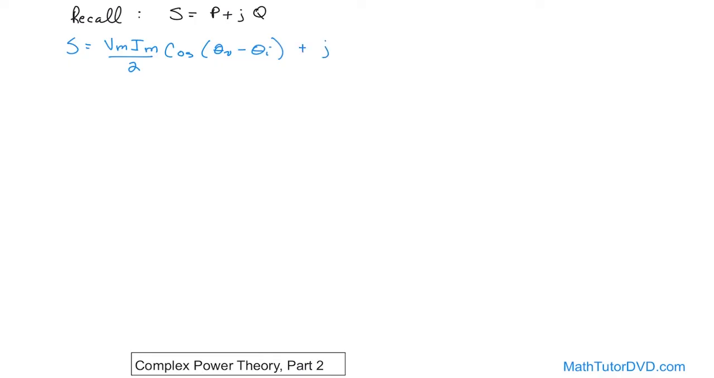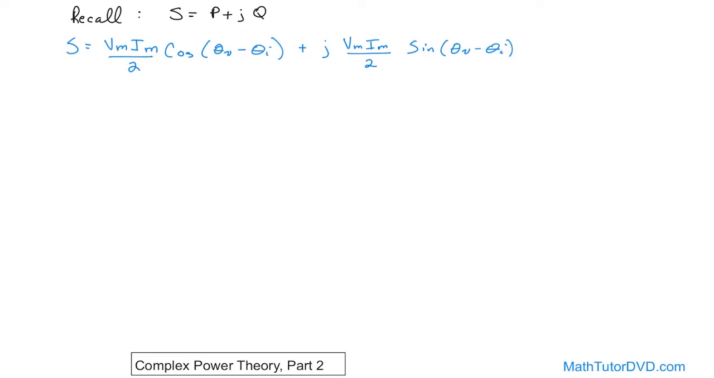Plus, we're going to add to that, with a j there, what we know Q is equal to: Vm Im, sine of theta V minus theta I. This is why we spent time before solving a couple of problems, finding P and Q manually. So this is essentially the complex power S. This is P, and this is Q, and this is all stuff from previous lessons. We're just tying it all together.